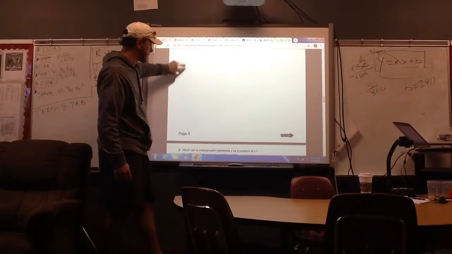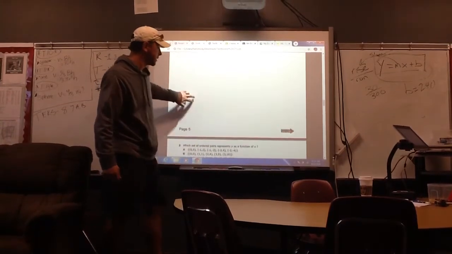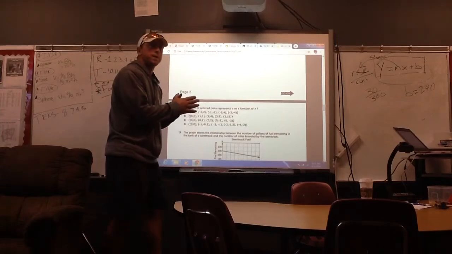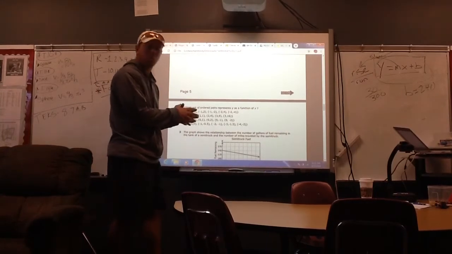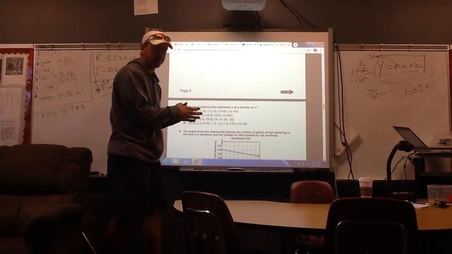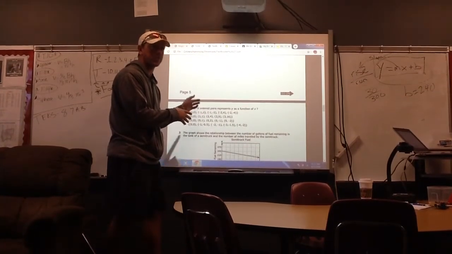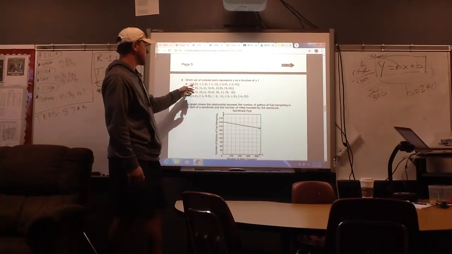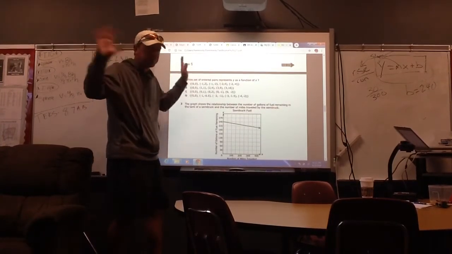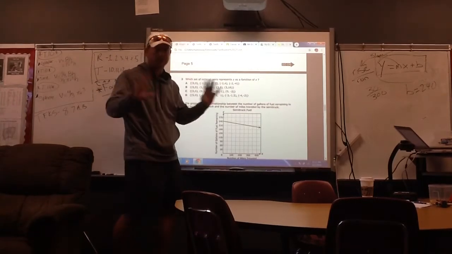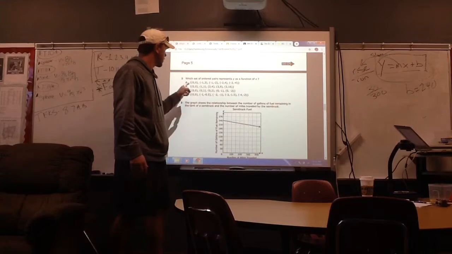Number 2 is talking about a function, but now they give you the ordered pairs. Again, for it to be a function, the x coordinates will not repeat. Look at A. I'm just looking at the x coordinates. Don't even worry about the y's. The y's can be the same thing every time. I don't care. I'm worried about the x coordinates.